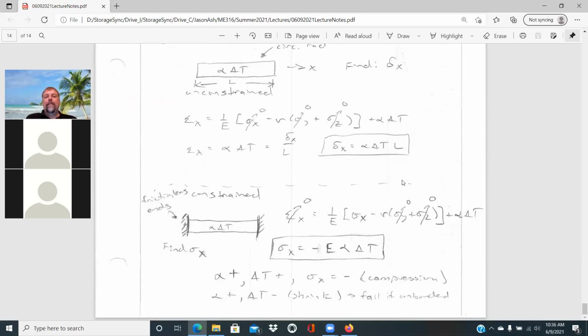On the opposite end, if it is constrained, then that's going to force your strain in the x to be equal to 0 instead, and result in stress in the x direction. And so from Hooke's law, epsilon x would be 0, sigma y and sigma z would be 0, and we can solve for sigma x. If we multiply through both sides by E, we would also have to multiply alpha delta T by E as well. And moving that to the other side, sigma x would be equal to minus E alpha delta T.